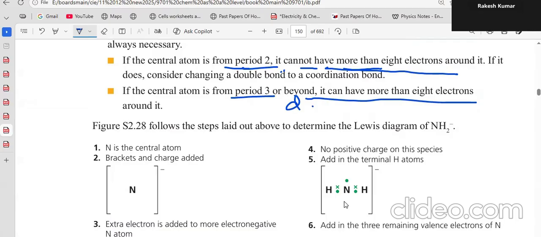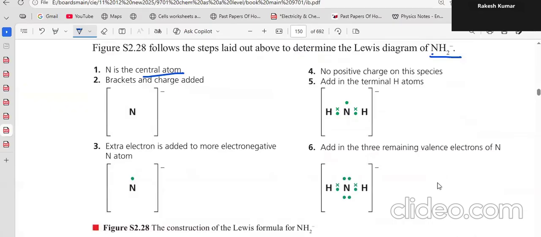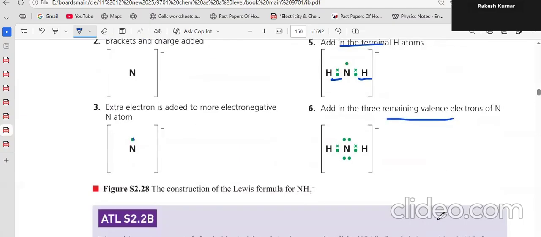So here he is trying to form NH2 minus. N is the central atom, because it is lower in subscript, and you put it in brackets. Then you have one extra charge, so it has to go to the N. Then you put the terminal H atoms here. These are the terminal atoms, and then you make the bonds. The remaining two electrons you can put here, the remaining valence electrons on the N. This is how you do it.